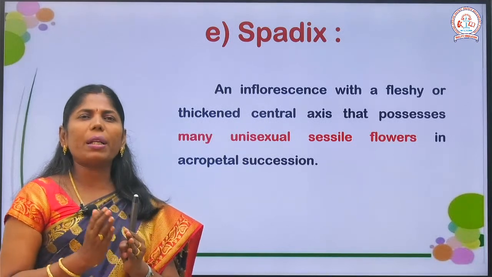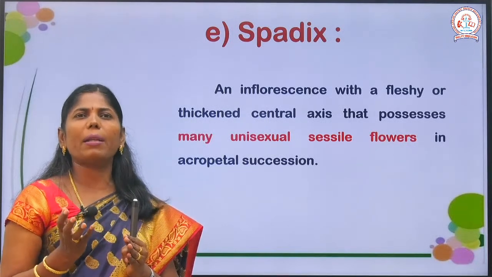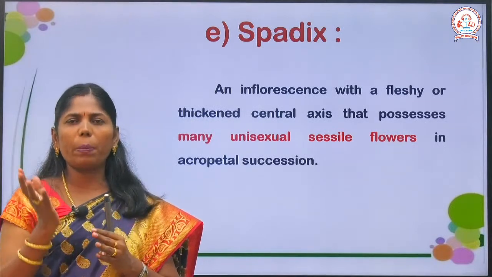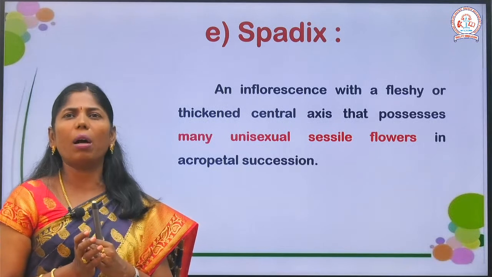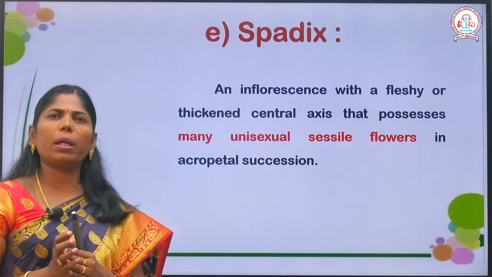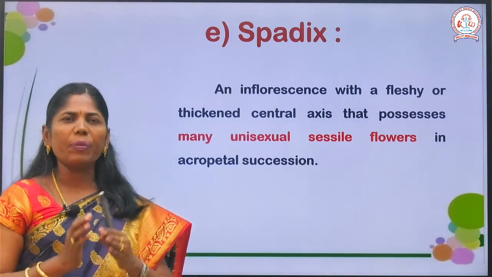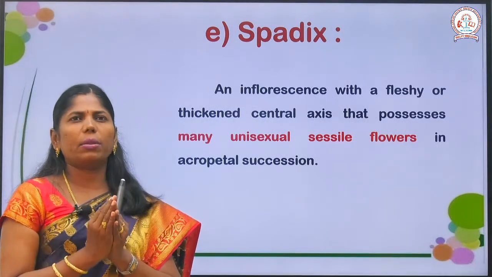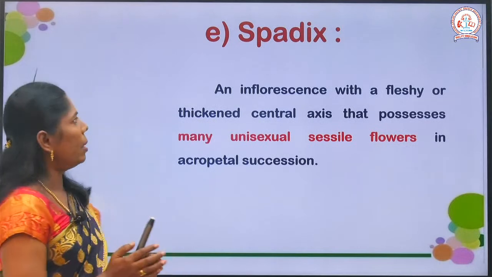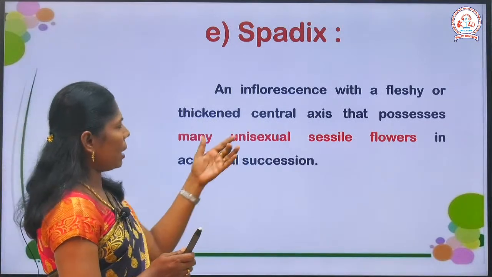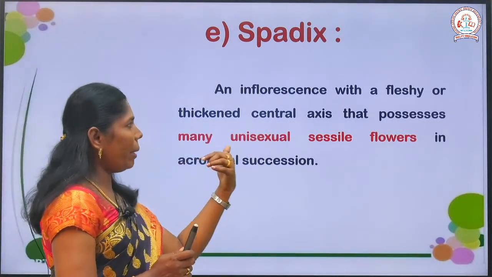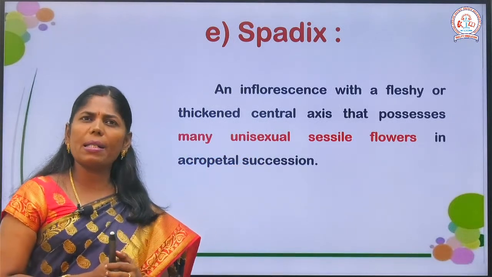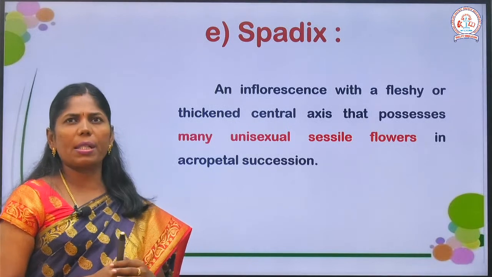At the same time, we can see the hard and woody spathe in the coconut inflorescence. In the inflorescence there is a big husk-like covering that is very hard, a woody-like structure. So spadix means the inflorescence is covered with many layers. So that is a spadix. The inflorescence with a fleshy or thick central axis possesses many unisexual and sessile flowers. Already we studied that spike also has sessile flowers.